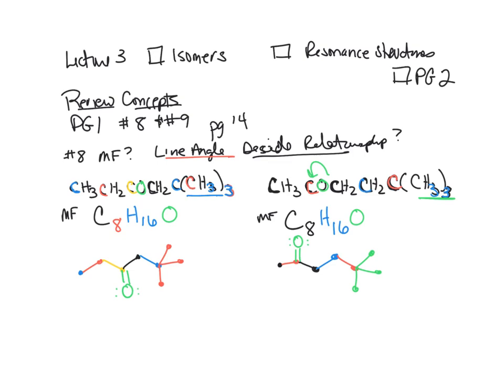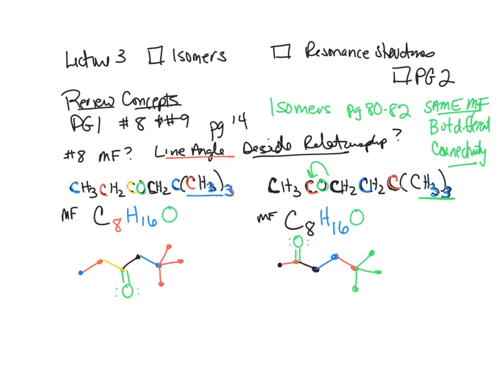So we're going to learn what an isomer is. And isomers in your book are discussed on page 80 to 82. And an isomer has the same molecular formula but different connectivity. Okay, so same molecular formula, but different connectivity. So we have the same molecular formula. So the first thing you always want to do is see if they have the same molecular formula. If they don't have the same molecular formula, then you don't even have to go any further. Then your compounds in question are called different. They're just different molecules altogether.